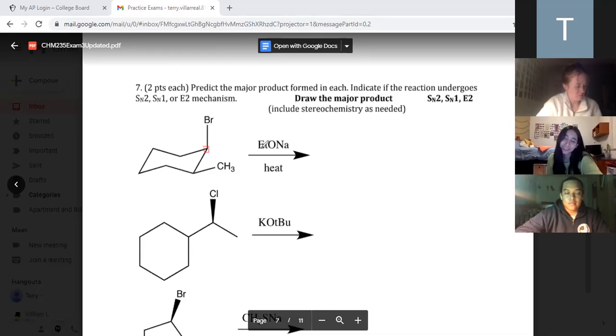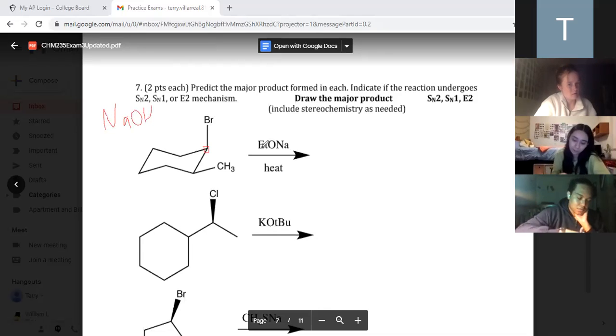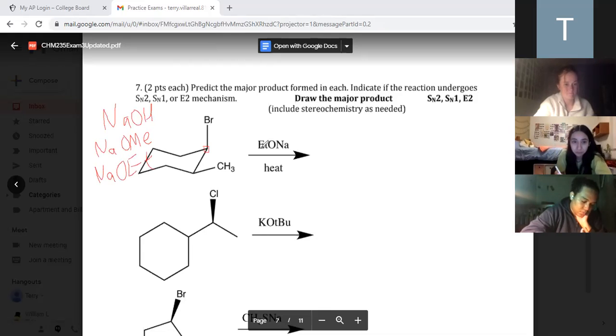Is it a base because it has an A? It's EtO-. What did I tell you about EtO-? I gave you guys a very specific slide on this. Wait, can it be either? It can be both, right? This can be both strong base, strong nucleophile. What are my other two? Don't forget this. NaOH, NaOMe, and NaOEt. All right, these are the three that you always have to ask yourself, is it going to be a strong base or a strong nucleophile?